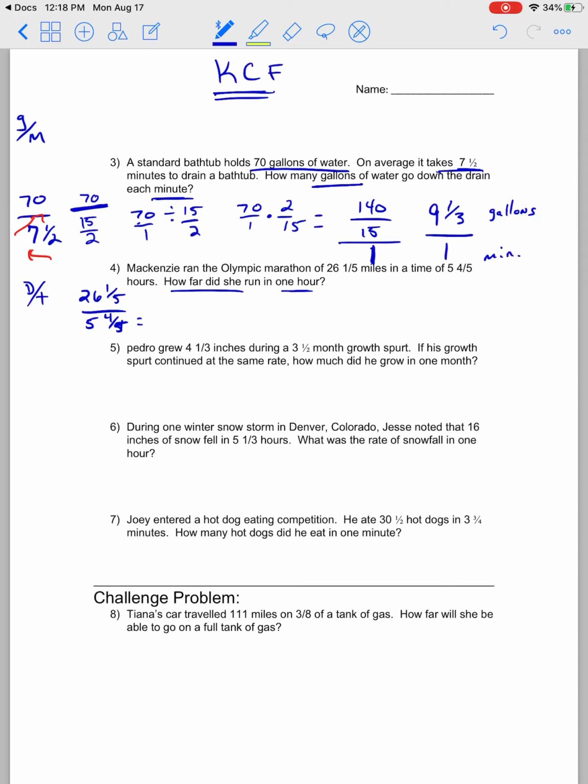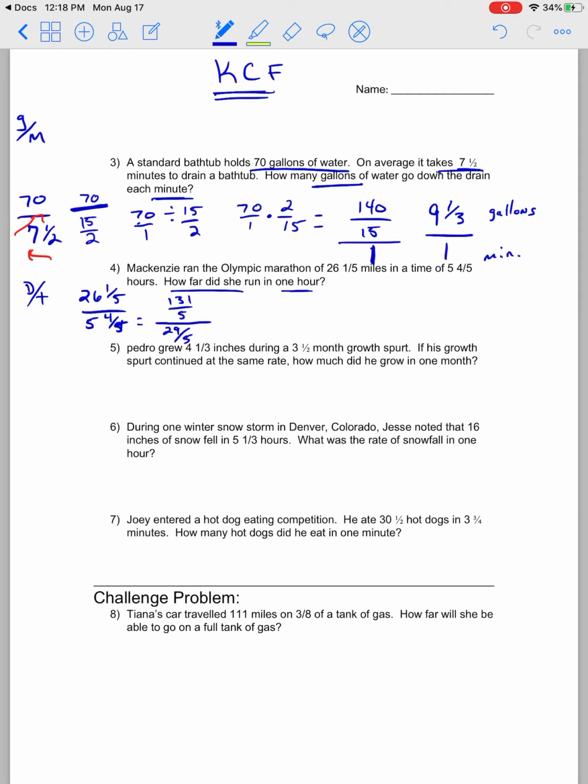Now you got two fractions to convert. It's no problem though. We can do this. We got it. So you take 26 times 5 plus the 1. That's 131 over 5. Now, 5 4/5, convert it. 5 times 5 is 25 plus 4 is 29, so 29 over 5.